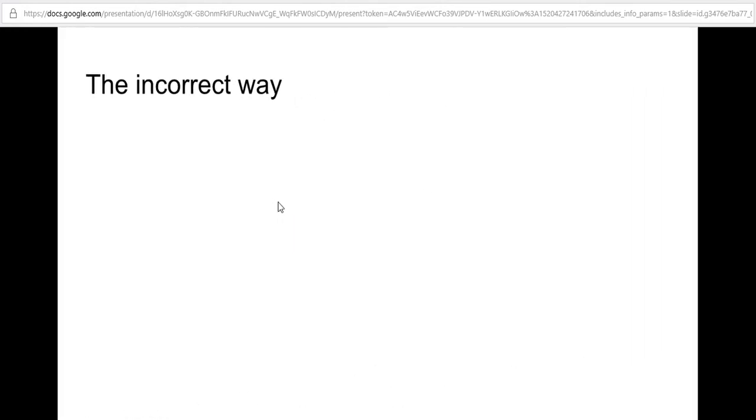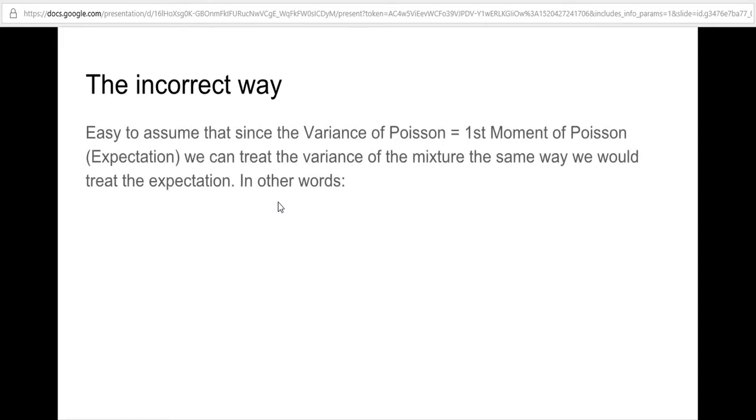So the first thing I want to talk about is what is the incorrect way to do this? It's easy to assume that this would be the correct way, and it happens often enough that I feel that we should address the incorrect way first. It's easy to assume that since the variance of a Poisson distribution is equal to the first moment of a Poisson distribution, we can treat the variance of the mixture the same way we would treat the expectation. In other words, it's easy to just take the variances and weight them. But that's not actually the correct way to do this.